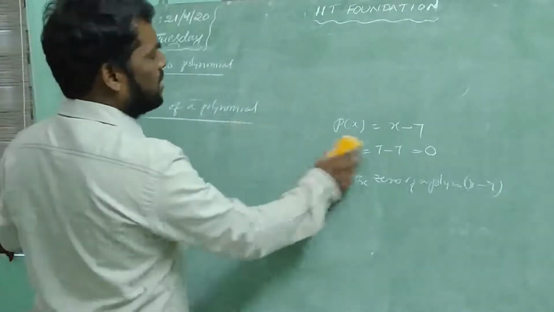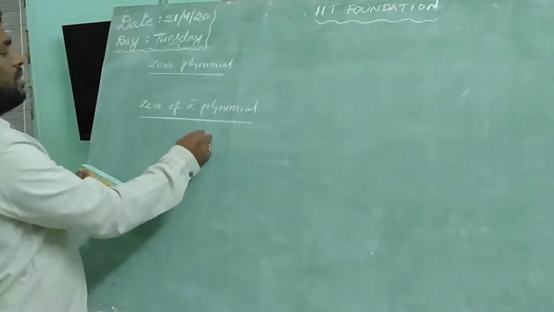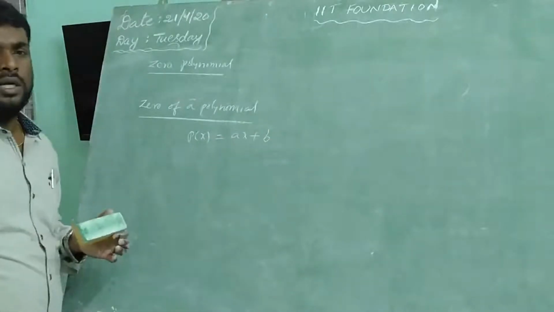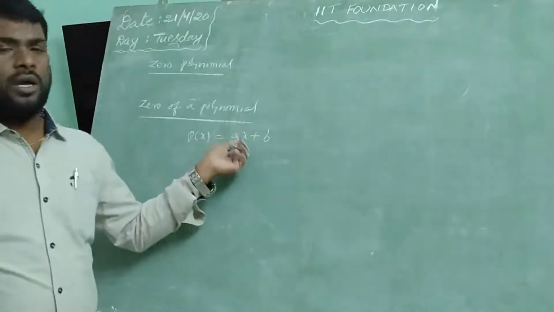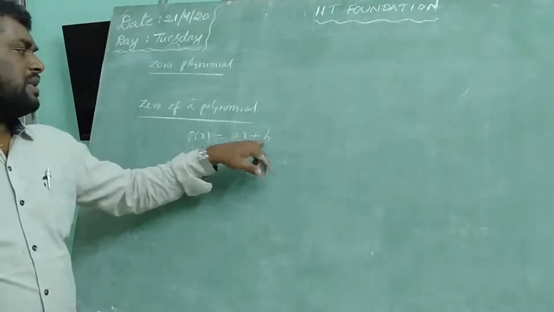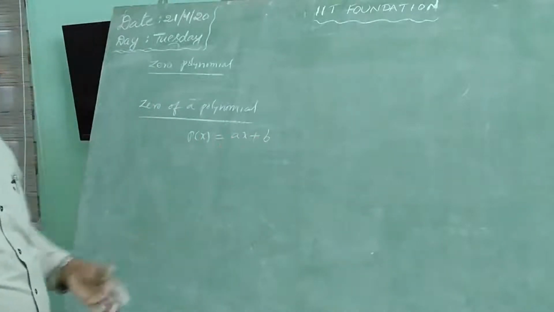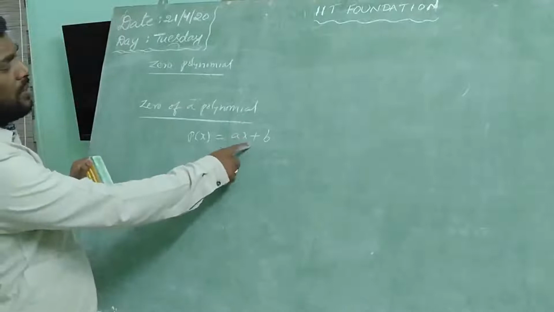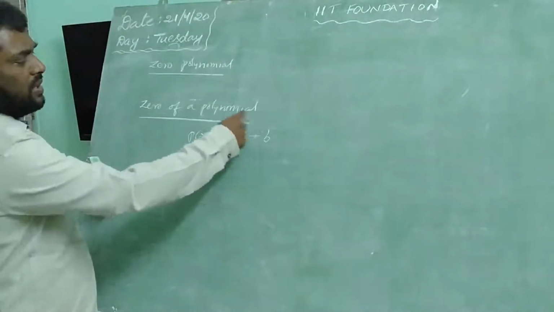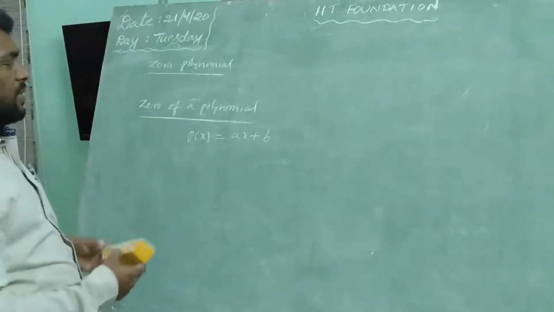Now I am giving one more example. What is the zero of the polynomial p of x is equal to ax plus b? In this example, I am not giving any numbers. Here the coefficients are variables. Now how do you find its zero? According to the definition, for what value of the variable the value of the polynomial becomes 0, such value of the variable is called zero of a polynomial.